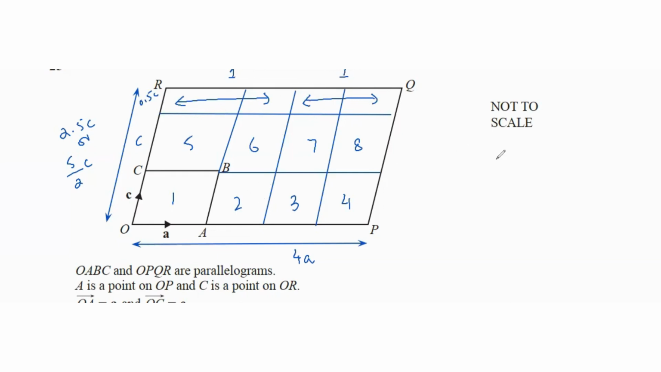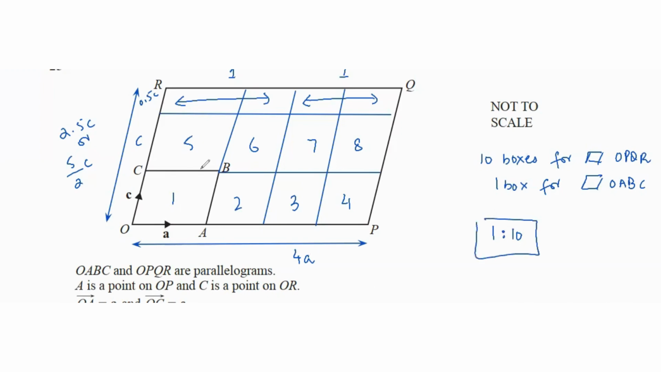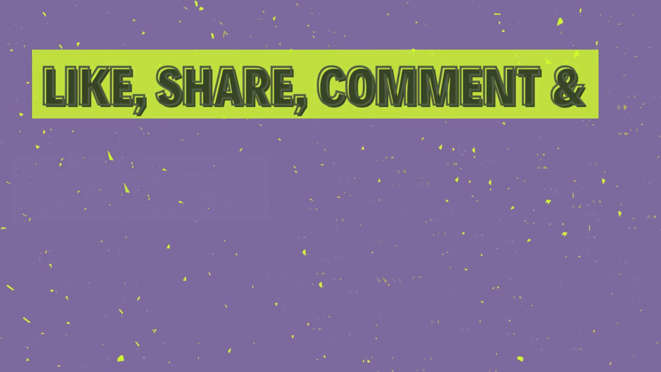So we count the total boxes, that's 10 boxes for the parallelogram OPQR. And for the parallelogram OABC, we have 1 box. So now if we write the ratio of the area of OABC to OPQR, that's going to be 1:10. That is your answer.